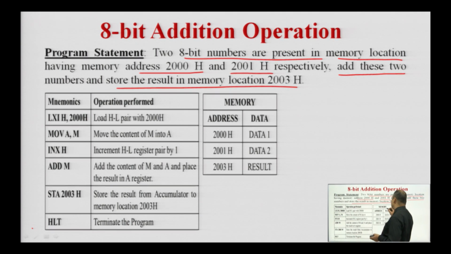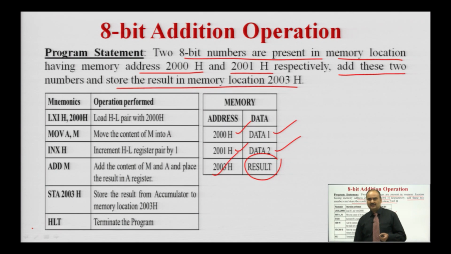See here, this is the memory. At address 2000 H the first data, that is the 8-bit number, is present, and at memory location 2001 H the second 8-bit number is present. We need to add these two 8-bit numbers and store the result of the operation into the memory location having address 2003 H. So, let us see the 8-bit addition operation.